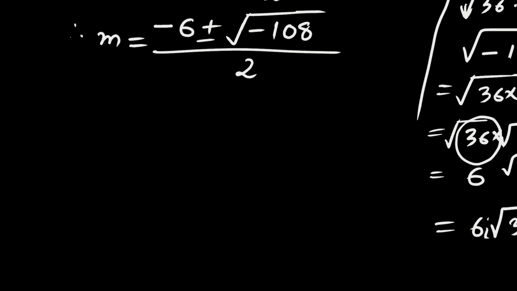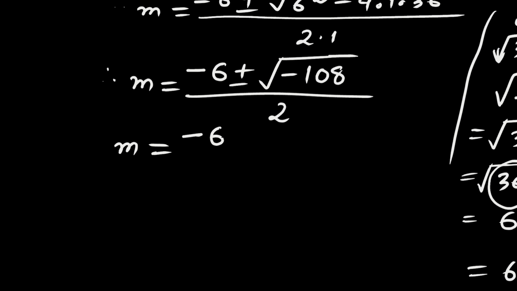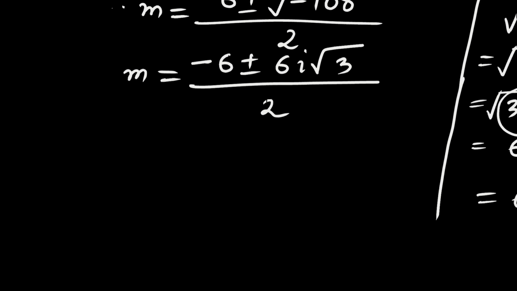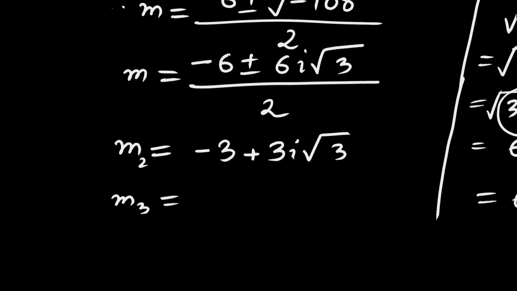Substituting that back into the formula gives m equals negative 6 plus or minus 6i square root of 3, all divided by 2. Now, divide every term in the numerator by 2. Negative 6 divided by 2 is negative 3, and 6 divided by 2 is 3. Therefore, the remaining two solutions are m equals negative 3 plus 3i square root of 3, and m equals negative 3 minus 3i square root of 3.